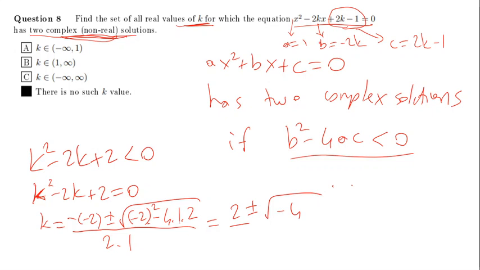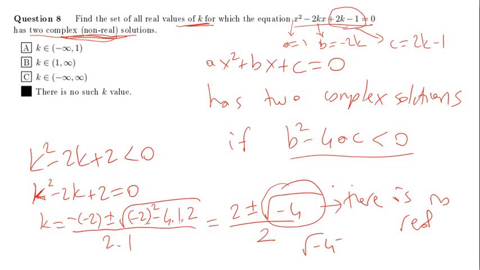So we will have minus 4. As you see here, we have the square root of minus 4, so there is no real root. This is because the square root of negative 4 is 2i. So it's not a real root.